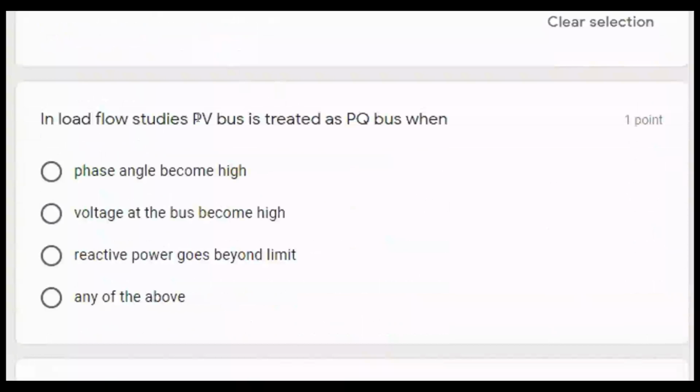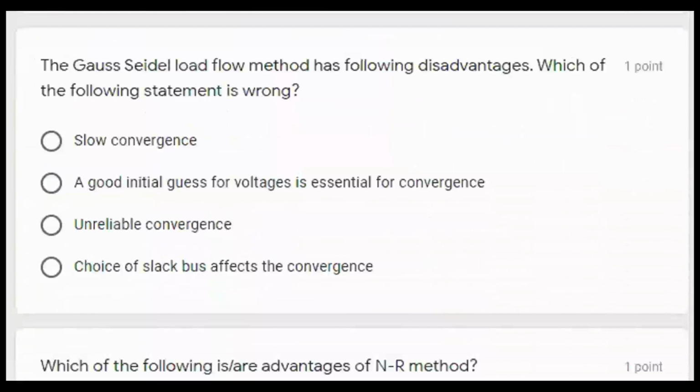The 9th question: in load flow study, the PV bus is treated as a PQ bus. When? The PV bus, that is the generator bus, is treated as a load bus when the reactive power limit is violated, going beyond the limit. Here the third one is the correct answer. The reactive power value is calculated, and if it is less than or greater than the limit, you treat that bus as a load bus. Another name for load bus is PQ bus.